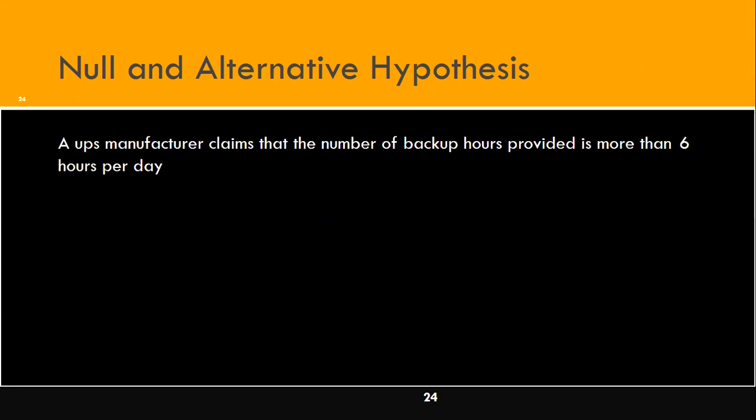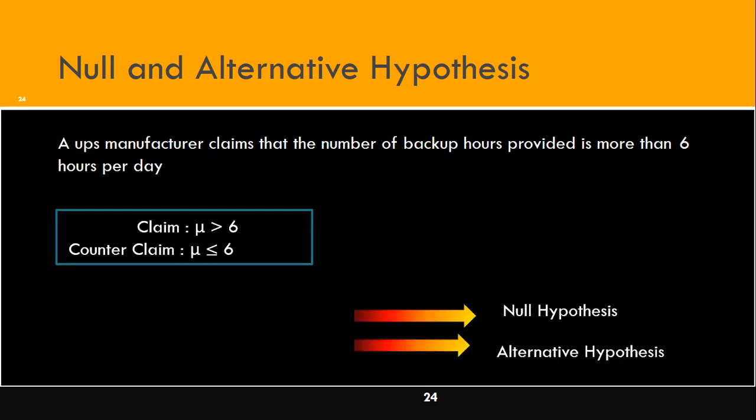The next question is the UPS manager. Look here, in this case, it is more than. It's kind of at most. Sorry, it is not at most. It is more than 6 hours per day. So what are the null and alternative hypotheses? Can someone tell me? The claim is obviously that it gives backup hours, UPS, more than 6. So that is your claim, right? The counterclaim is no, it is not 6 hours. It is less than or equal to 6 hours. It can be 6 hours or less than 6 hours. It is not more than 6 hours.